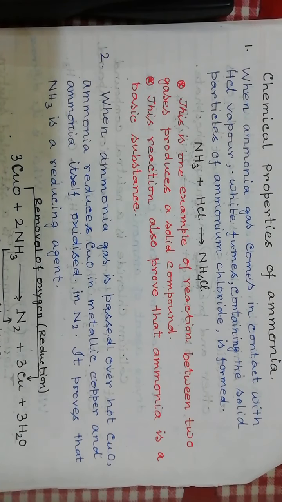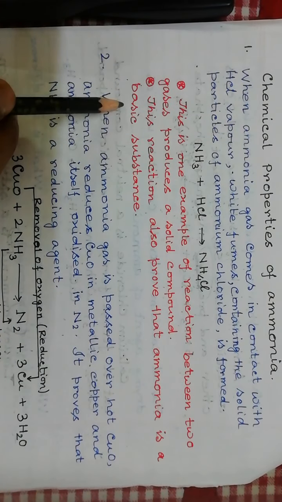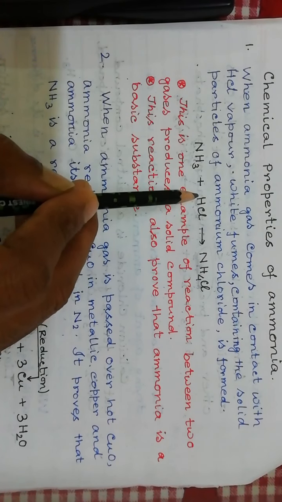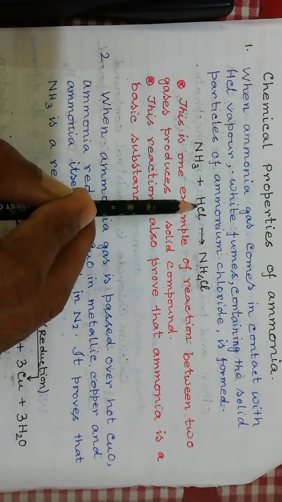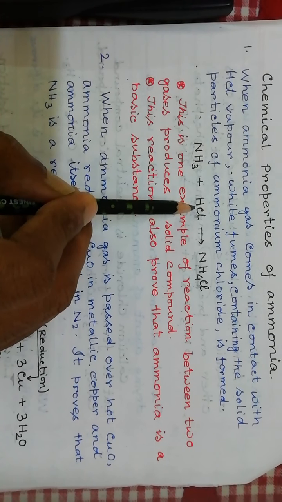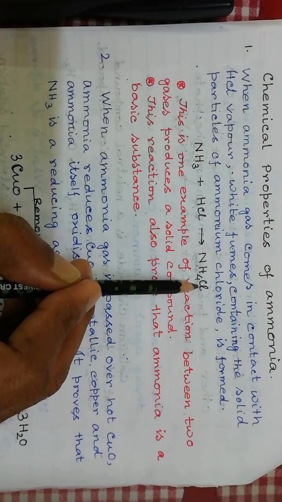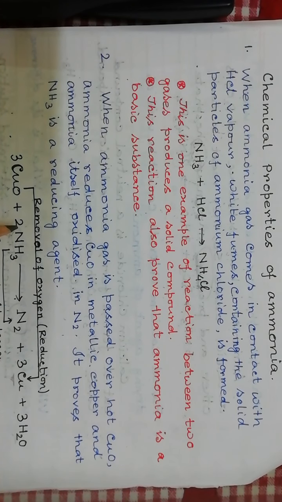Also, this reaction proves that ammonia is a basic substance, because HCl is an acidic substance. Ammonia reacts with an acidic substance and forms a salt. So ammonia is a basic substance, because a basic substance can react with acid.